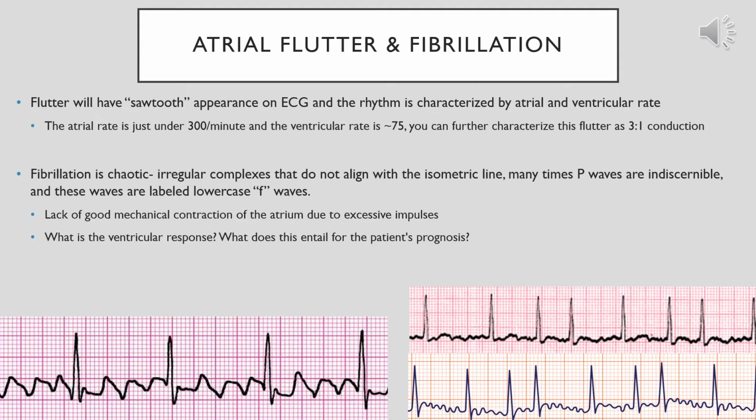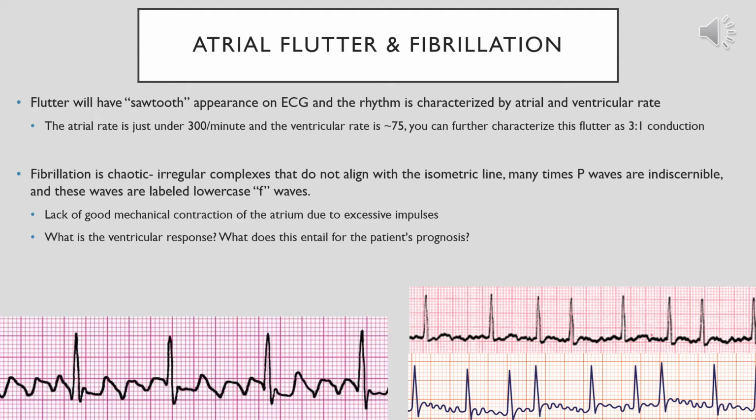Looking at the atrial flutter over here on the left-hand side, you have that sawtooth appearance on the EKG. These P waves are not all conducting to the ventricle. The way this is written out is you describe the atrial rate and the ventricular rate. So you have an atrial rate of 300, a ventricular rate of about 75, and you could further characterize this flutter as 3-to-1 conduction atrial flutter.